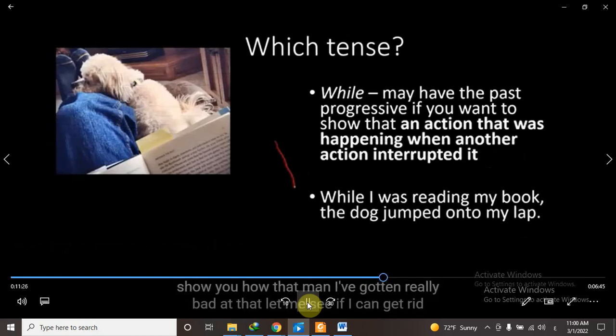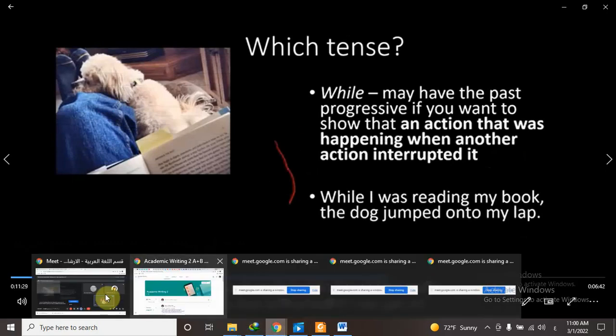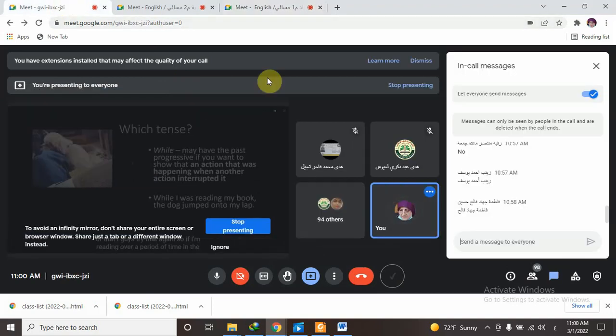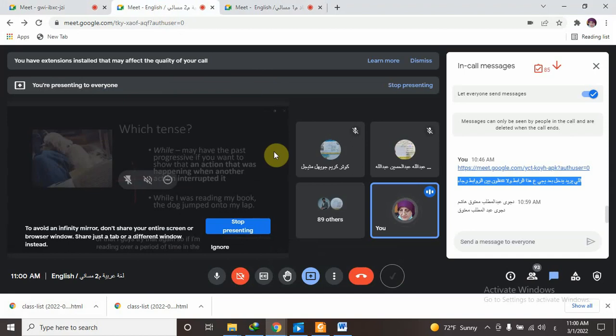So if I'm going to show you how that, oh man, I've gotten really bad at that. Let me see if I can get rid of that. Okay, let's try that again. So if I'm reading over a period of time in the past and the dog jumped, then the progressive is the reading. Okay, that's what that means. While the teacher was talking, he sent a text to his friend. Since it's the same kind of action we see happening, sent a text happens in the middle of the teacher talking.